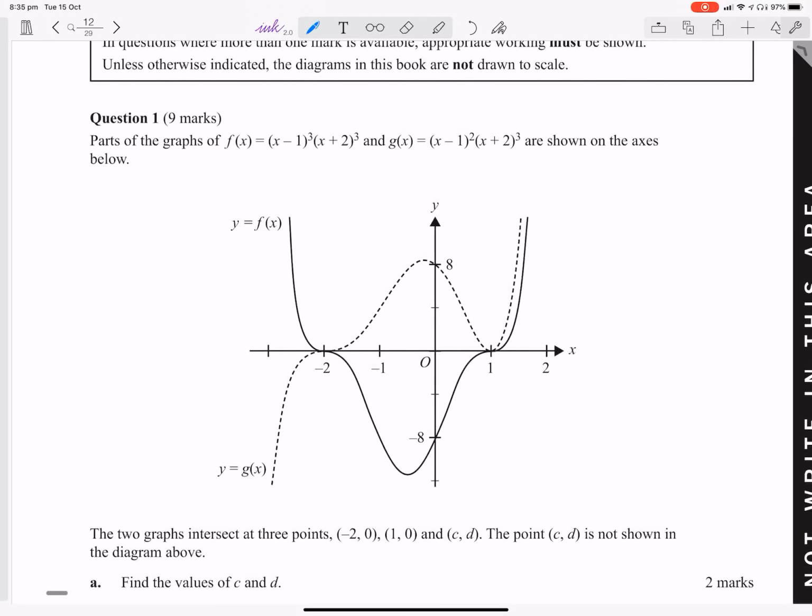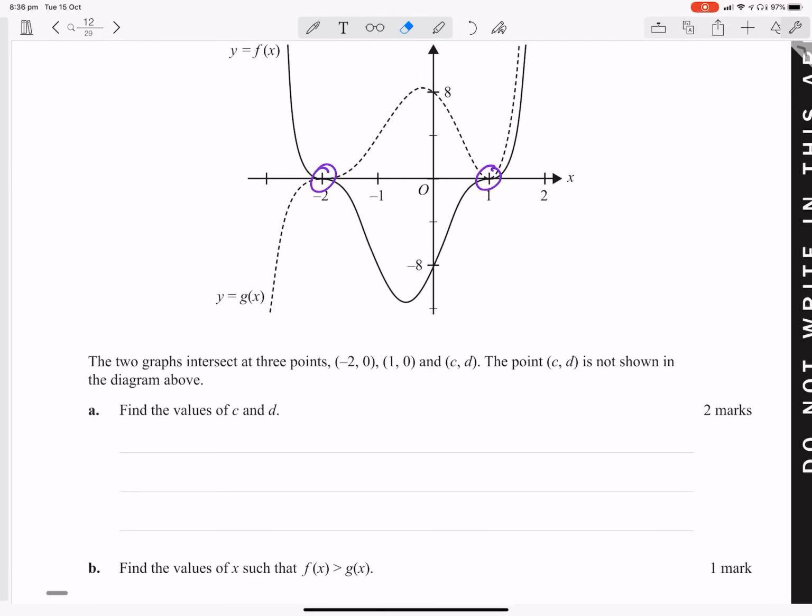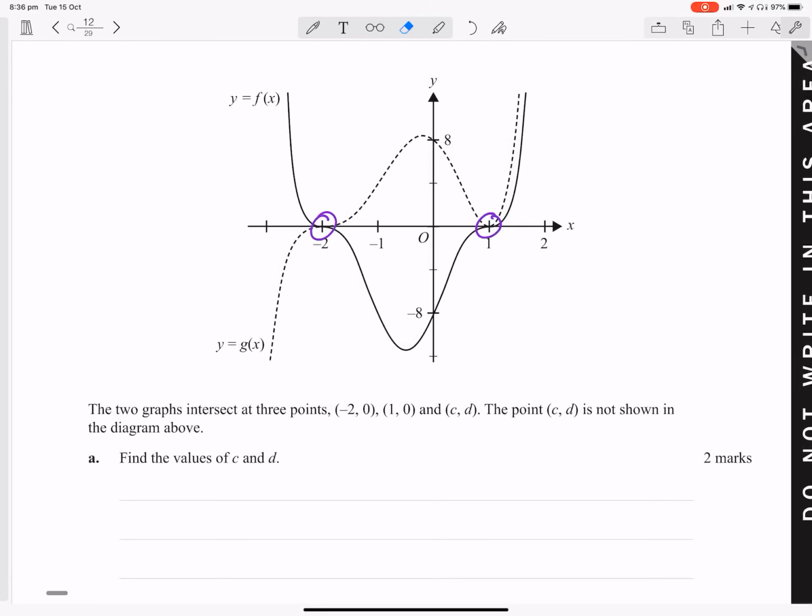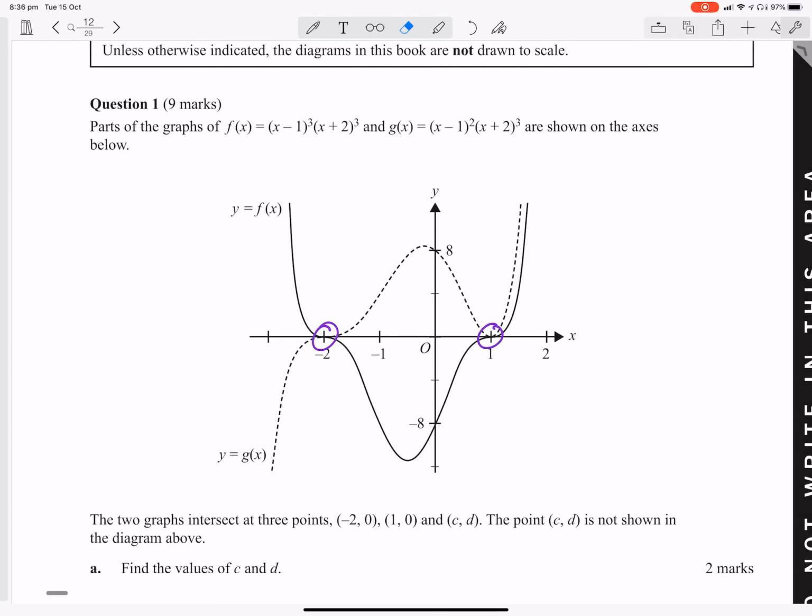Okay, parts of the graph of f of x is x minus 1 cubed, x plus 2 cubed, g of x is x minus 1 cubed, x plus 2 cubed, as shown. So we've got f of x and g of x. F of x is two cubics. Basically, that's why we've got a point of inflection here, point of inflection here. And the other one, we've got a turning point and a point of inflection. Okay, that makes sense. The two graphs intersect at 3 points, negative 2, 0, 1, 0, and C, D, which is going to be somewhere over here, I'm assuming.